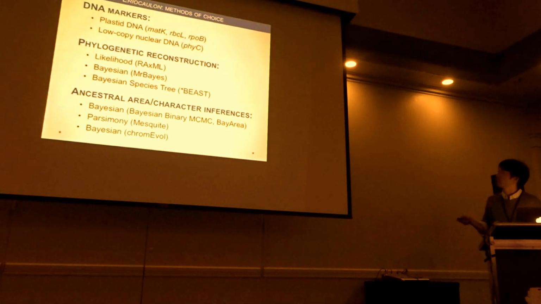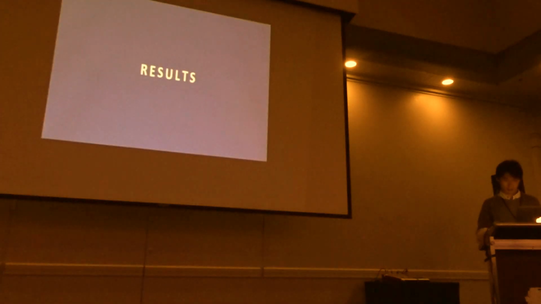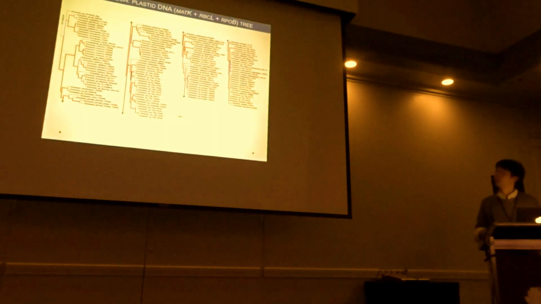And then, here it is. The ancestral area character inferences. We did the Bayesian method, Parsimony method, and Bayesian method. Okay, so let's see what we found.